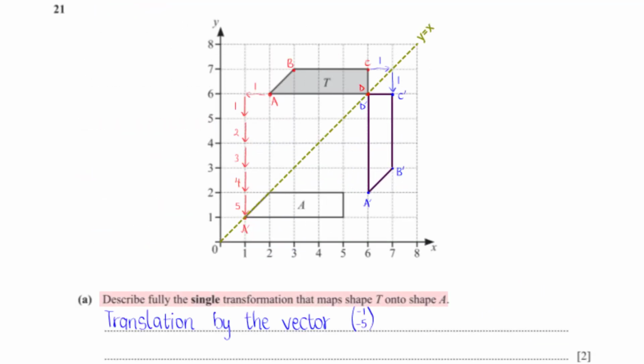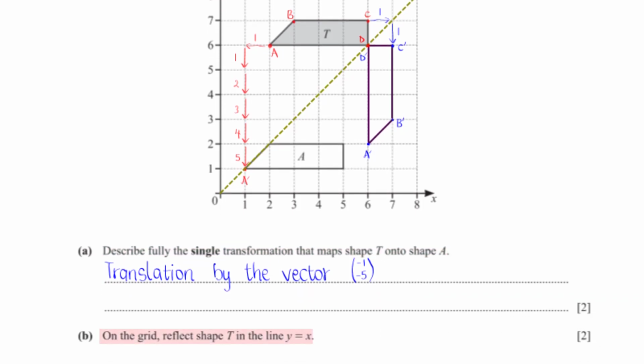Describe fully the single transformation that maps shape T onto shape A. When we look at both triangles T and A, we can tell straight away that this is a translation because shape A looks exactly like shape T, only that it's in a different location. The next thing is to find the translation vector. From the illustration on the diagram, we can tell that this vector is (-1, -5). So the full description is translation by the vector (-1, -5).